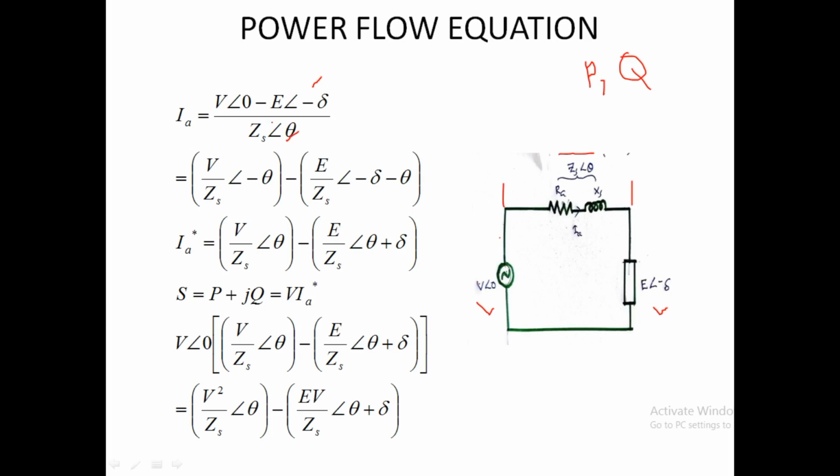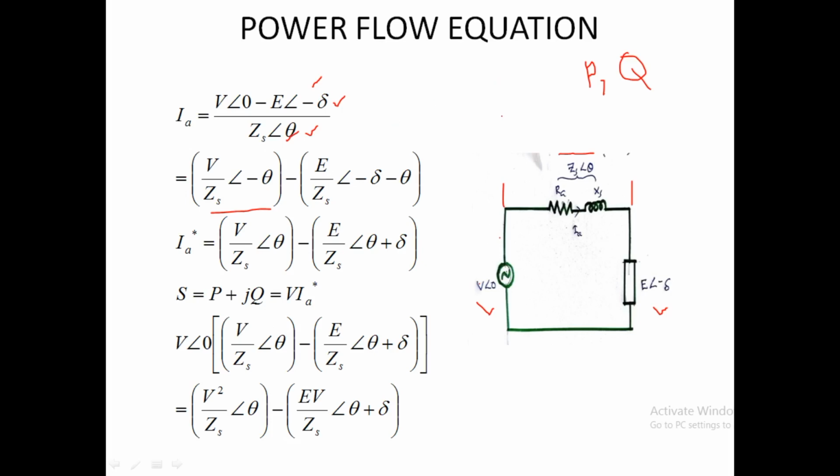In polar form, magnitudes are divided, and for division the angles are subtracted. So we get magnitude V divided by Zs, angle 0 minus theta, which is minus theta, minus the next term, E by Zs, angle minus delta minus theta. Angles take the difference: minus delta minus theta.